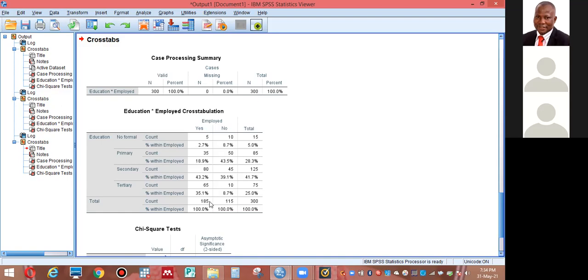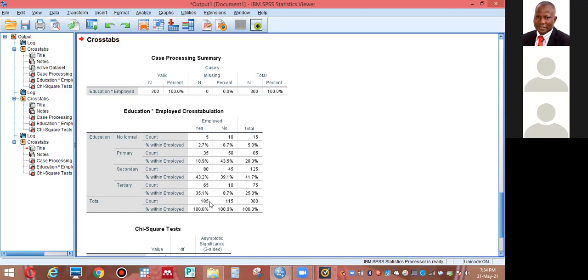If you add it vertically now, it gives 100%. That shows that the percentage is along the vertical. It's along the employment, and employment is the outcome variable. That's wrong. You don't want the percentage along the employment, along the outcome. You add it along the exposure.